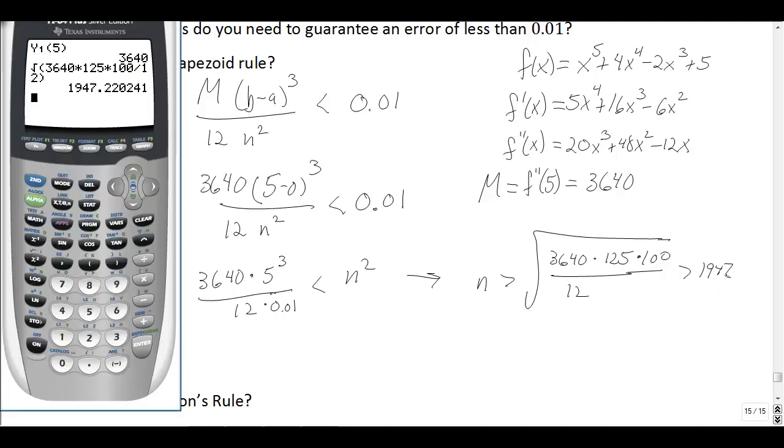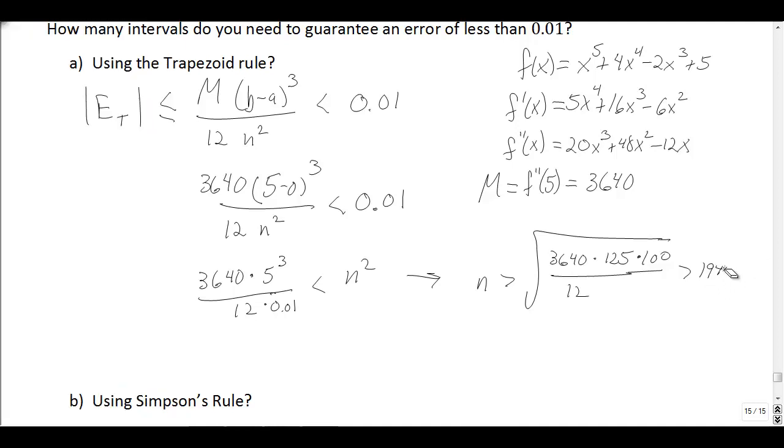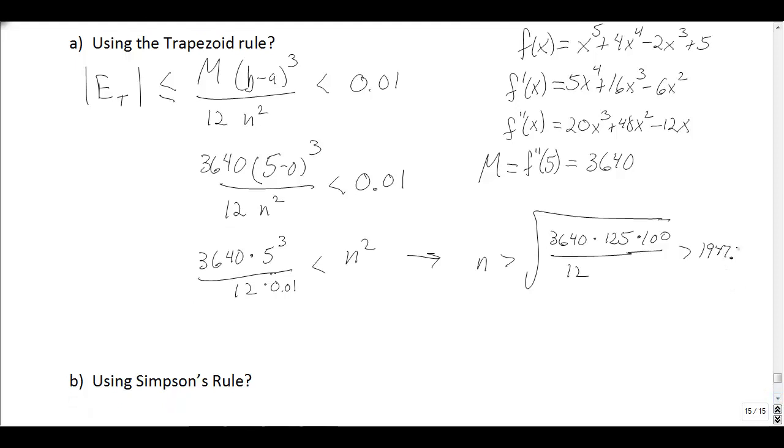1947.2, and n has to be a whole number, so the n we want is 1948. So we're going to have to do 1,948 intervals.